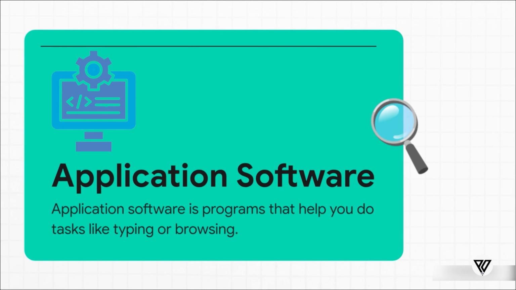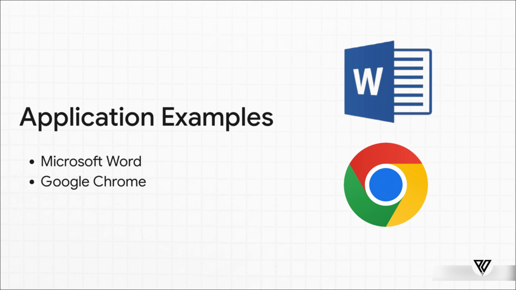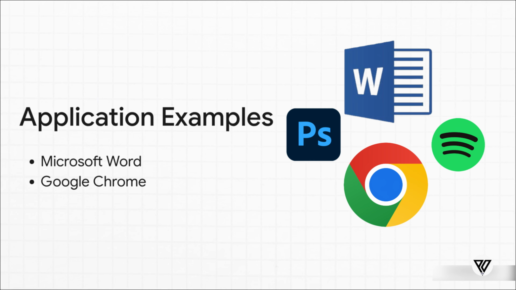These are the programs we actually use to get stuff done. If the OS is like the city's roads and power grid, then the applications are the shops and offices and theaters where life actually happens. And you know these. You use them every single day. Things like Microsoft Word for writing or Google Chrome for browsing the web, creative tools like Photoshop, entertainment apps like Spotify.